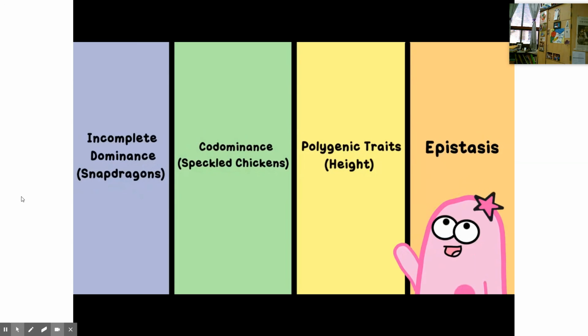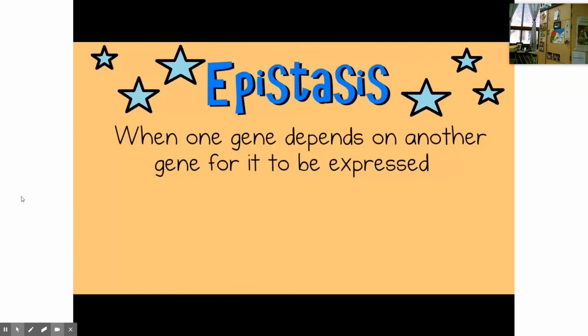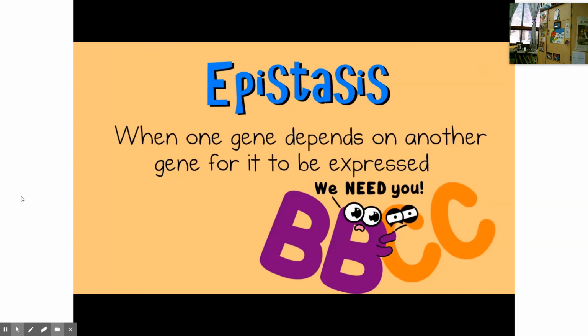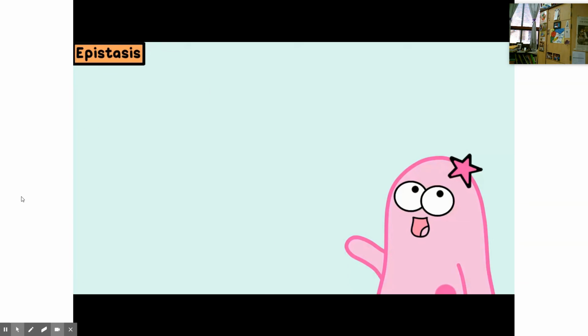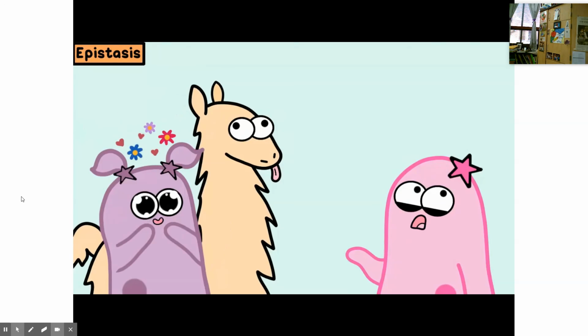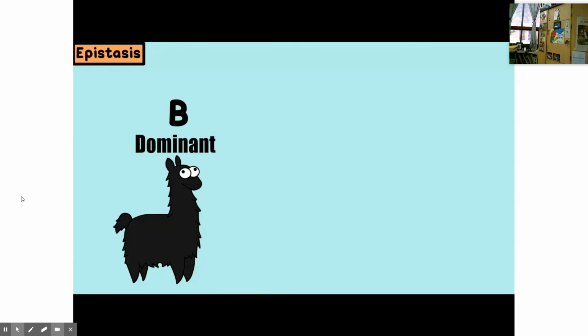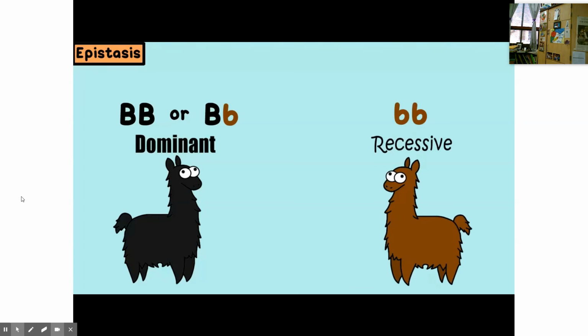And finally, one more thing that we want to talk about. Epistasis. Epistasis is when one gene really depends on another gene for it to even be expressed. I mean, it really depends on this other gene. So let's pick an animal like a llama. Let's say this llama has a dominant big B allele, which means its wool will be black. So big B, big B, or big B, little b means that it will have black wool. And let's say that if a llama has a pair of recessive alleles, little b, then it will have brown wool.